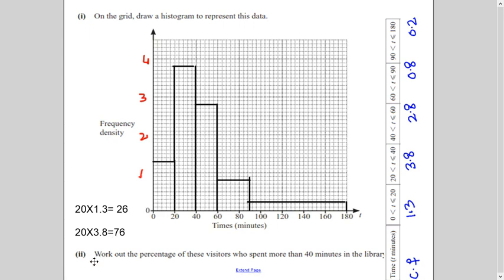Let's see the part 2 question. Work out the percentage of these visitors who spent more than 40 minutes. So I need to look at the table again to answer this question.